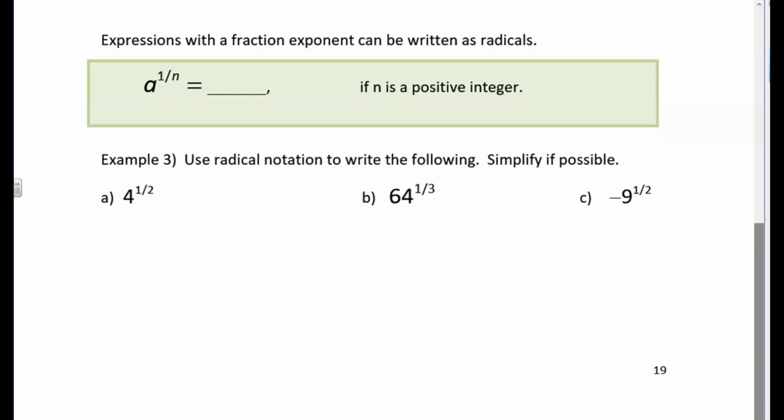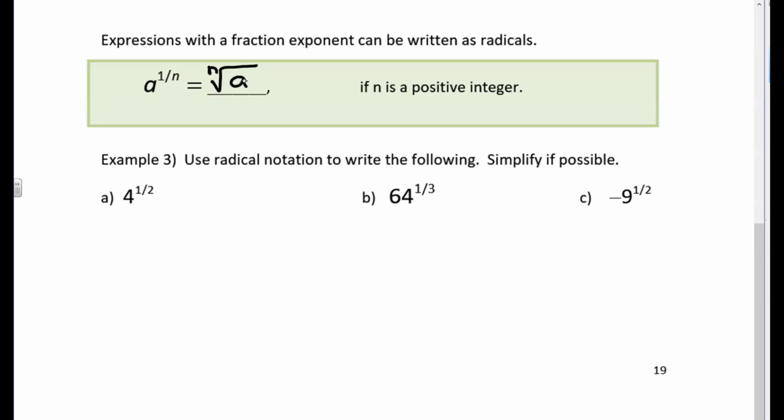All right, now here's something that's pretty interesting and new. Expressions with a fractional exponent actually can be written as radicals. So if I have a to the 1 over n, what this really can translate to is the nth root of a. The denominator in your fractional exponent becomes the index of your radical. And this only applies if n is a positive integer.